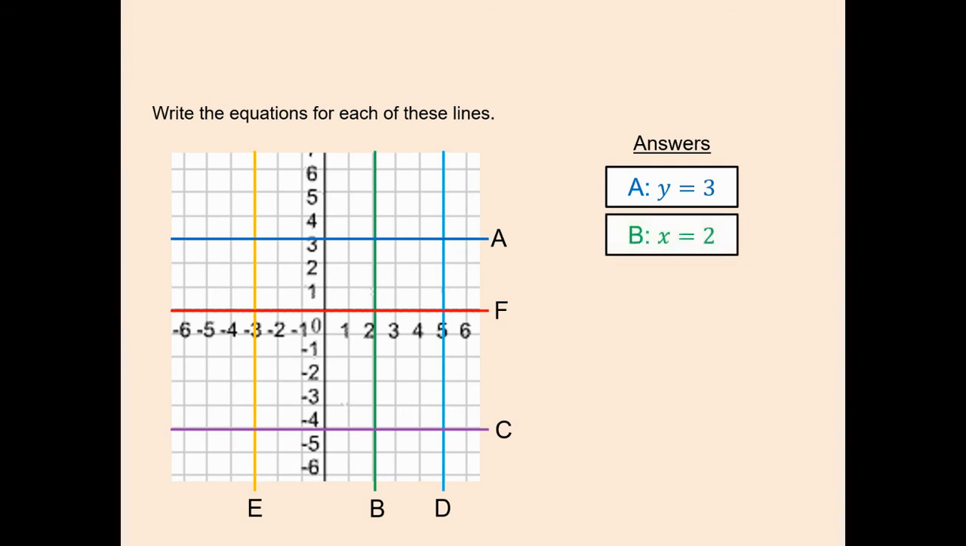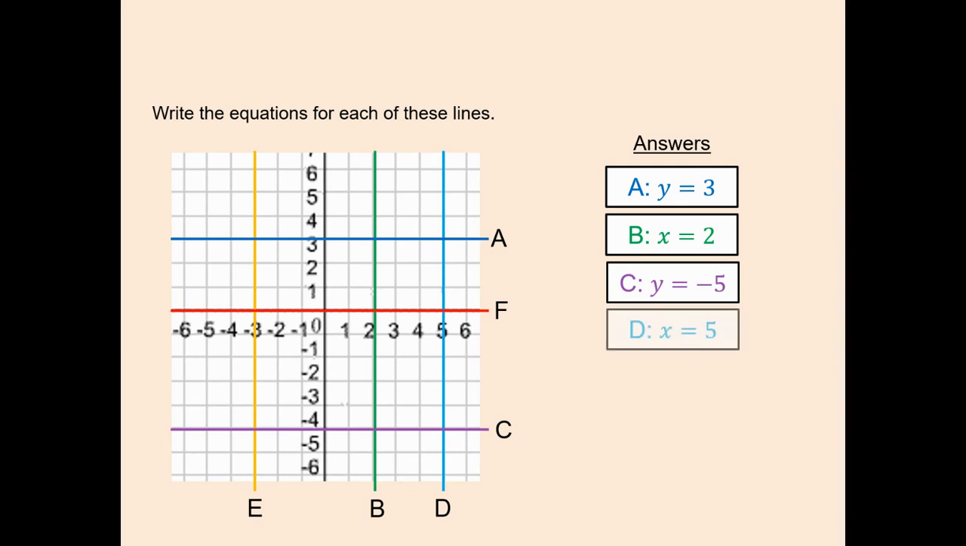B now, x is equal to 2, because that line is parallel to the y-axis and all the x values stay the same. They have the same x value of 2. C, y is equal to minus 5 because they have the same y value. All of the points have the same y value of minus 5.